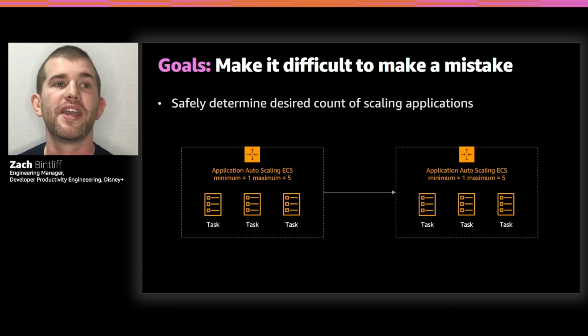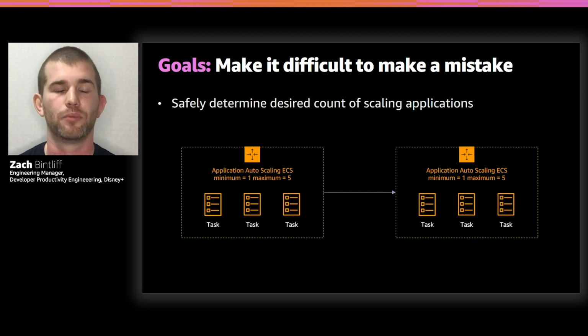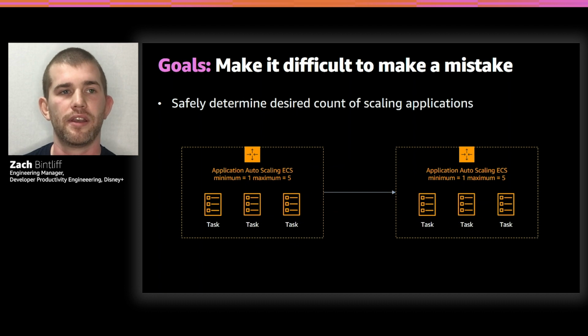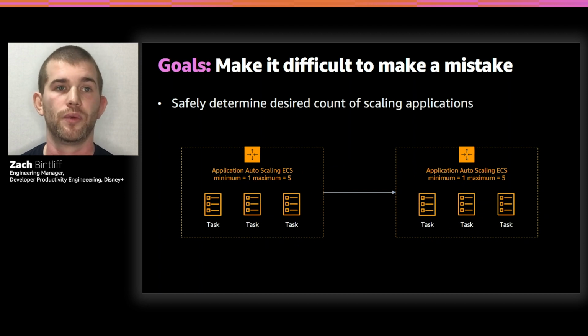Continuing on, we wanted to make it difficult to make a mistake, so we safely determined the size of the scale when you're deploying a scaling deployment. The spec I showed you earlier only asked for a desired count. That was a static deployment. There are more options, and one of those is a scaling deployment. You can define alarms and you can define the min and the max. We don't ask for the desired count in this situation.